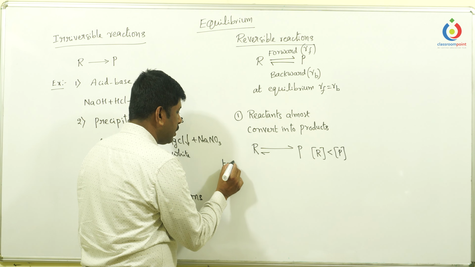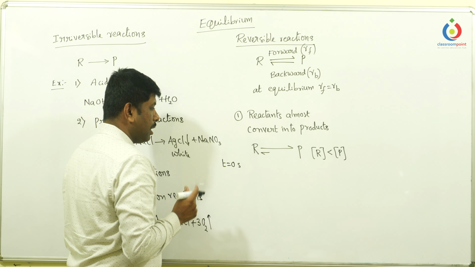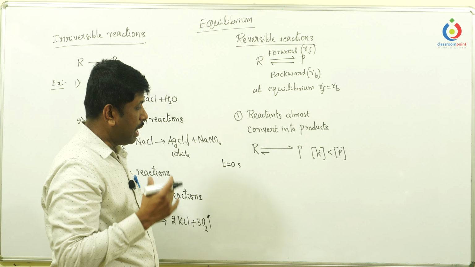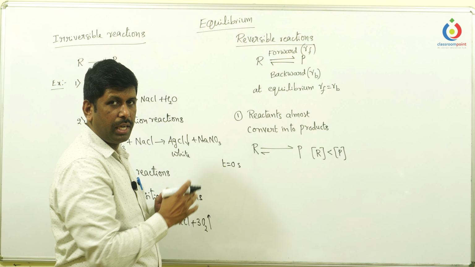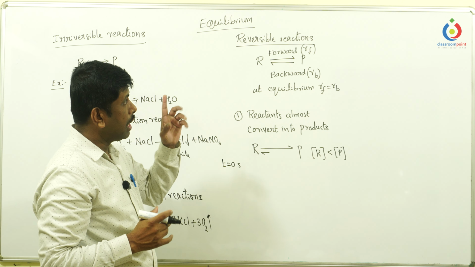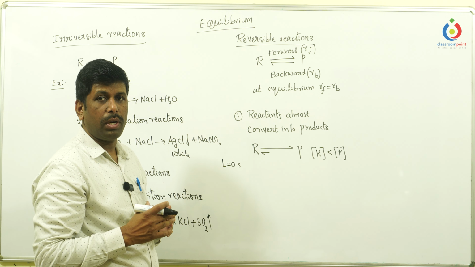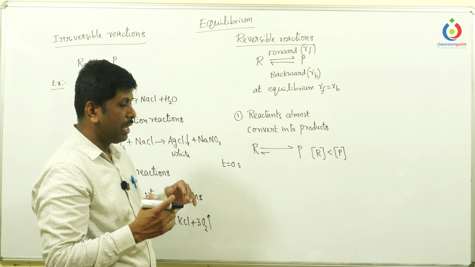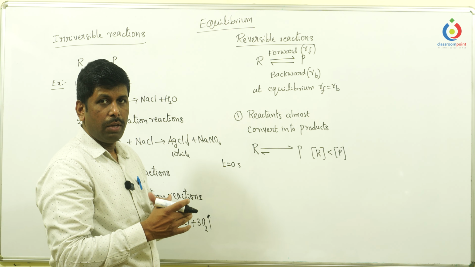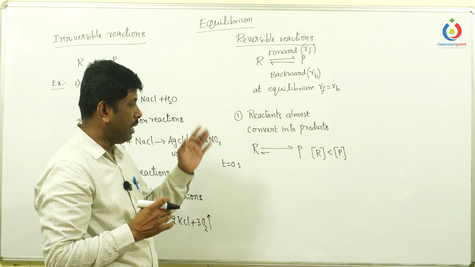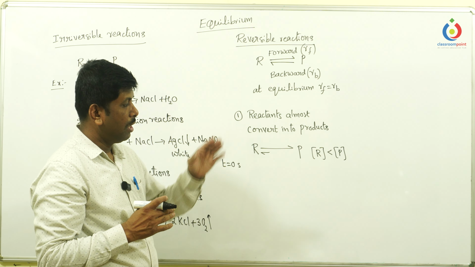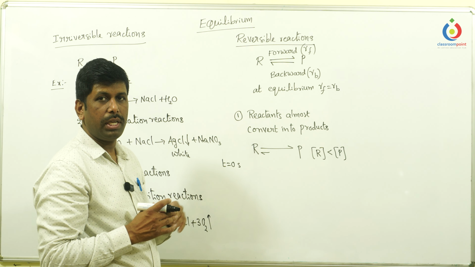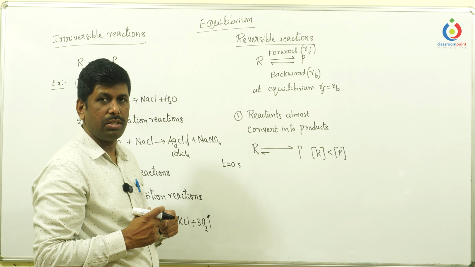Imagine at time t equals 0 seconds. That means the reaction has not yet begun. I am starting the reaction with only reactant molecules. Remember, equilibrium reactions or reversible reactions can be achieved by taking either reactants or products. Why? Because they are completely reversible. If you take reactants, they convert into the products. If you take products, they also reproduce the reactant molecules. Again, they come to the balancing stage.